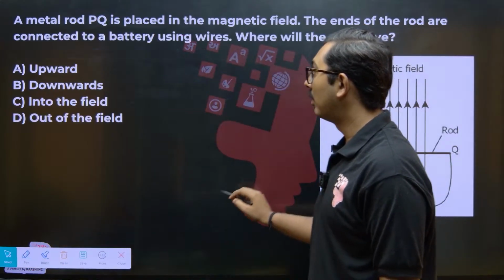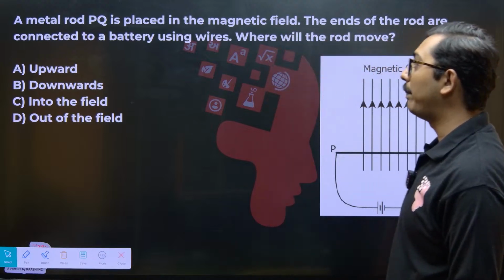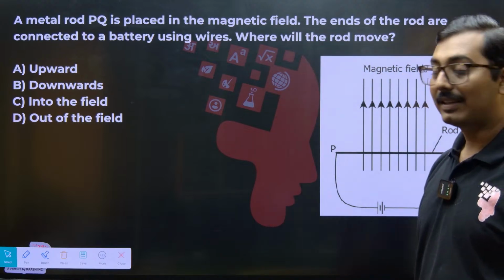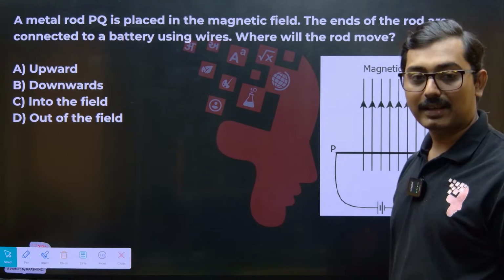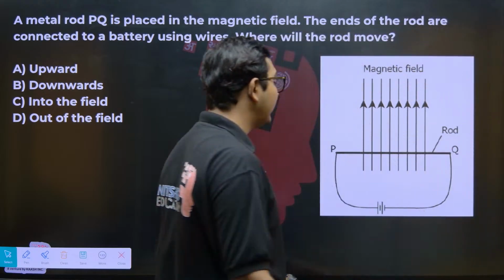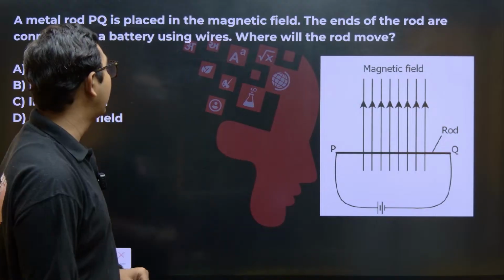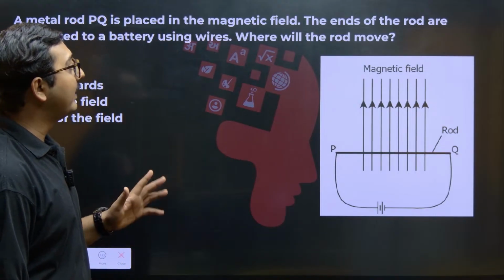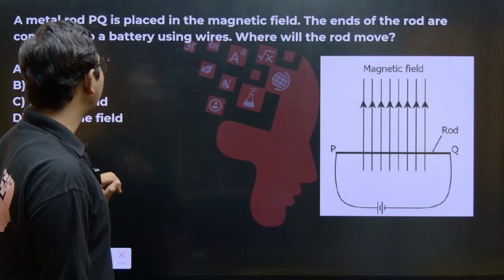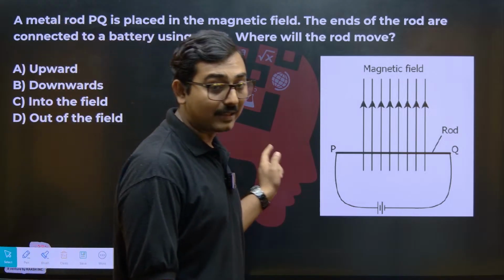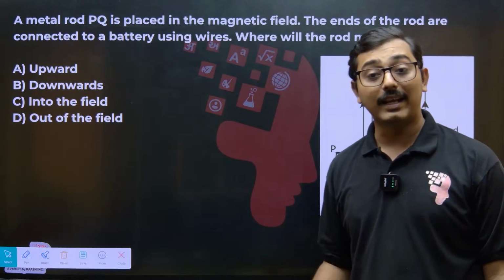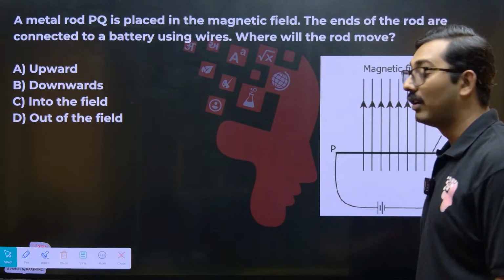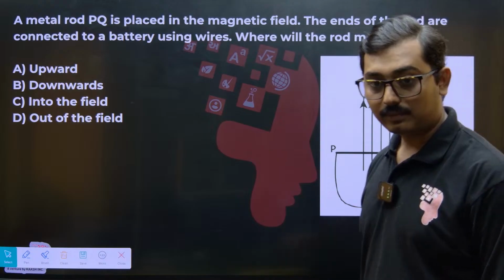Next. The metal rod PQ is placed in the magnetic field, and the magnetic field is in the upward direction. The ends of the rod are connected to a battery. So current is passing through here. But can you tell me what is the direction of the current? It is not shown over here. What is the direction of the current?